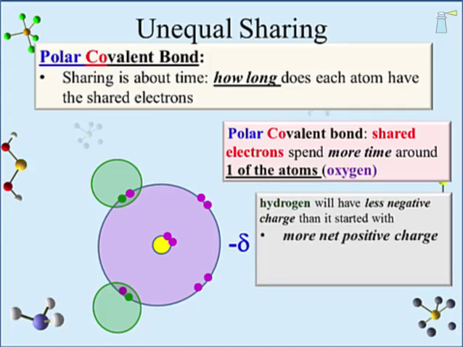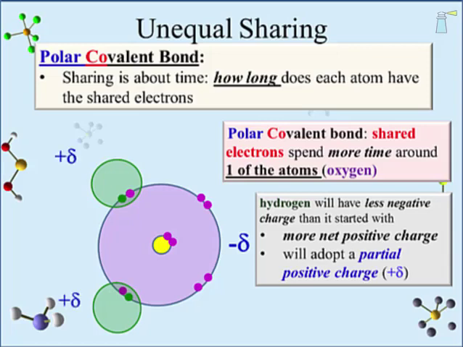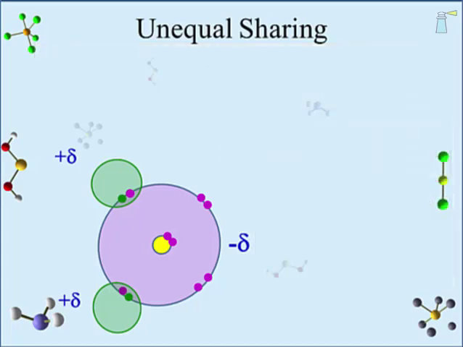So now it has less negative charge than it started with. Consequently, it will adopt a more positive charge. It will adopt a partial positive charge. Again, the Greek delta symbol for partial is used, but this time there's a plus sign attached. Since there are two polar bonds in water, both hydrogens get plus delta signs. As arranged here, the partial charge signs show that one part of the molecule is slightly negative and the other slightly positive. Now we're ready for the term polarity.